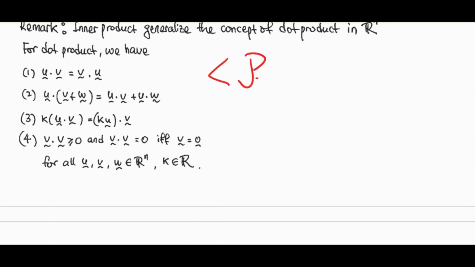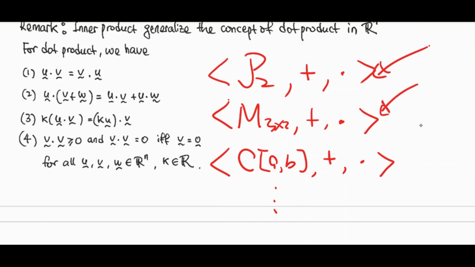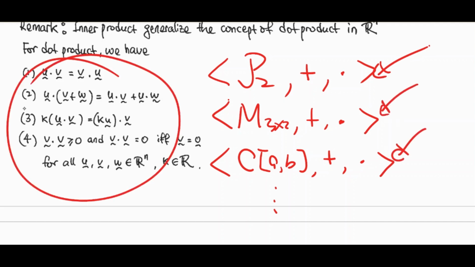For example, the spaces of polynomials of degree at most 2, right? Matrix spaces, for example. We want to talk about a version of a dot product for these spaces. Continuous functions, the set of continuous functions with function addition and scalar multiplication, and so on and so forth. We have so many different types of vector spaces, and we want to talk about the concept of dot products for these types of vector spaces. So what we do, we generalize these 4 properties.